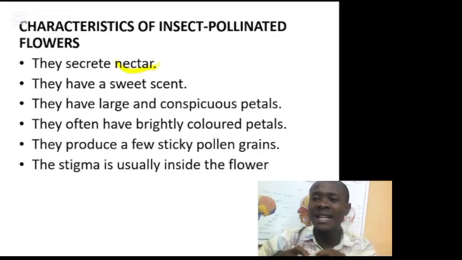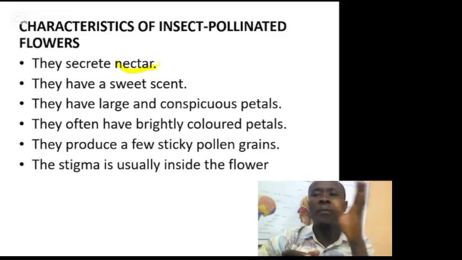It is this nectar that the insect will come to feed on. In the process of feeding, it will collect some pollen grain on its body. In fact, in bees, they have a pollen basket to collect the pollen grain. So what will happen after they have sucked the nectar from the plant, they may go to another plant.